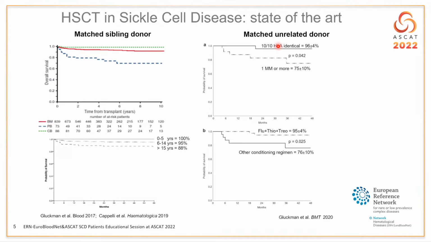So an open problem with matched and related donor transplants is that the probability of finding a 100% compatible donor is not so high. In some cases, it is less than 50 or less than 20%. So this first transplant from a family donor can be applied only in the minority of patients who have a matched family donor, a matched sibling, and the probability of finding a matched unrelated donor is not very high in several cases.